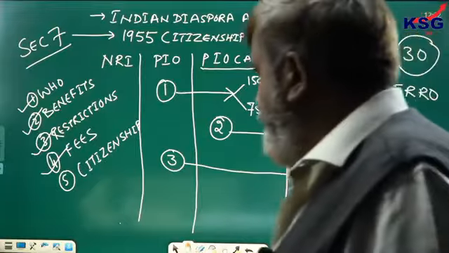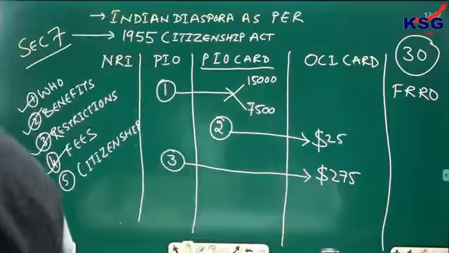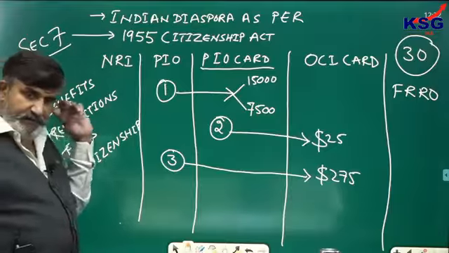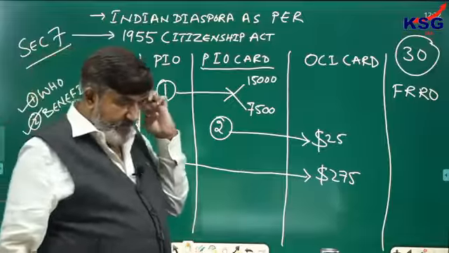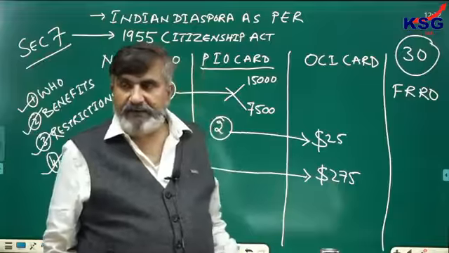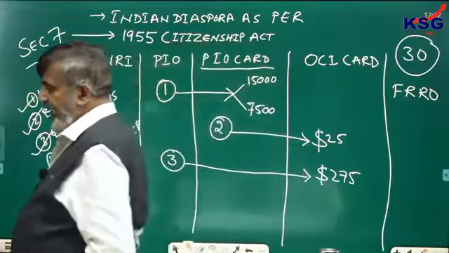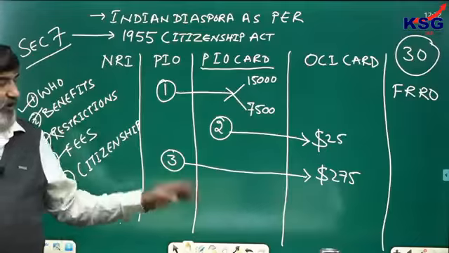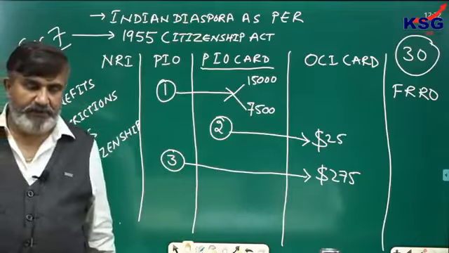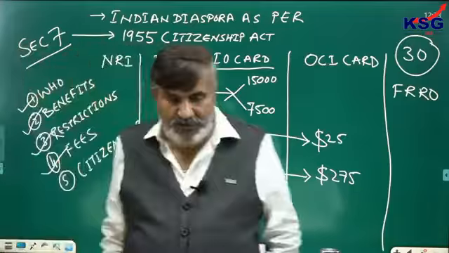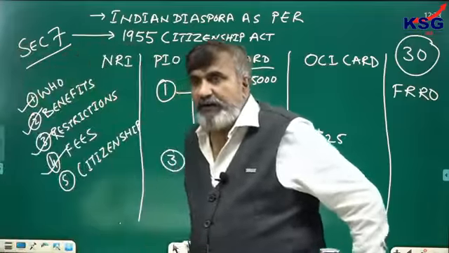Third scenario, if PIO directly wants OCI card, then in that case he or she has to pay US dollar 275 or equivalent in local currency.